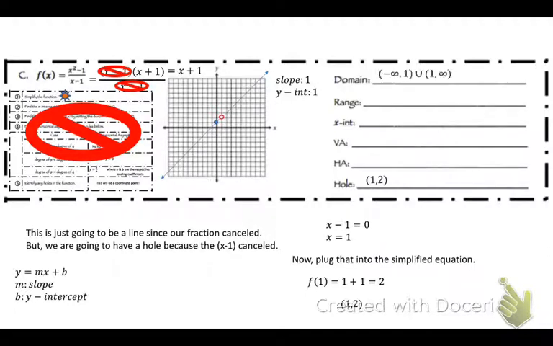Okay? So my domain is negative infinity to 1, and then 1 to infinity because there's a hole at 1. The range is negative infinity to 2, and then 2 to infinity because there's a hole there. The x-intercept is 0, 1. Vertical asymptote, there isn't one. Horizontal asymptote, there isn't one. Okay?